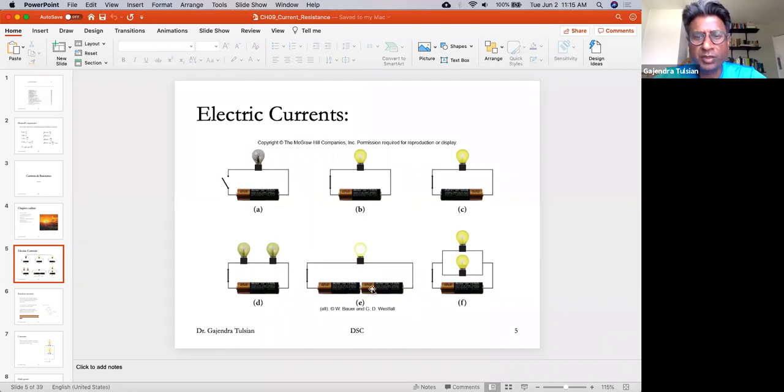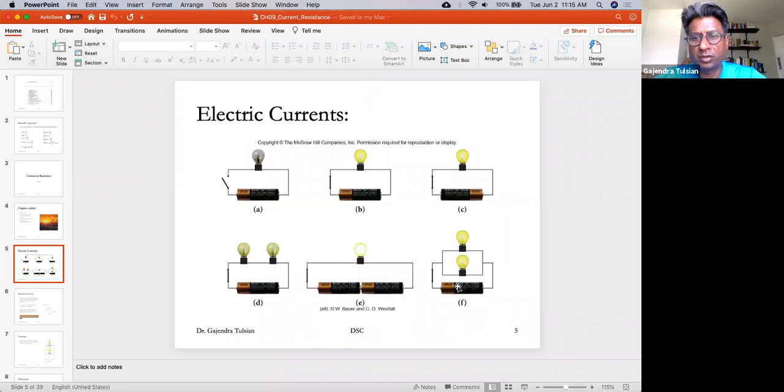In this diagram, you connected two batteries, the voltage doubled, and the bulb is glowing twice as bright as that guy. In this one, these two bulbs are connected in parallel, and the current in each one of them is the same as that, and they're glowing as bright as that.